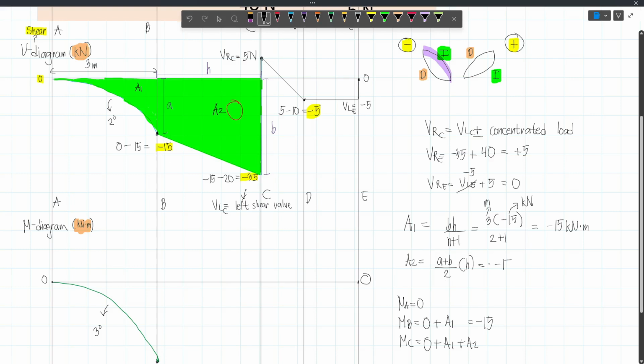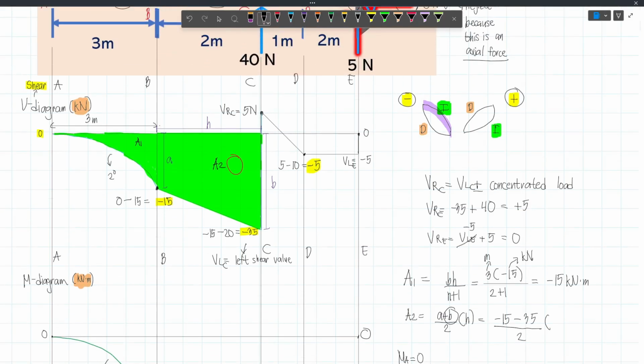And so, we have A2 equal to, our A is negative 15, so negative 15, and then we have our B equal to negative 35, so this will be minus 35, and then divided by 2, and then multiplied by H, which is 2 meters. Again, this is 2 meters. And so we have 2 meters dito.